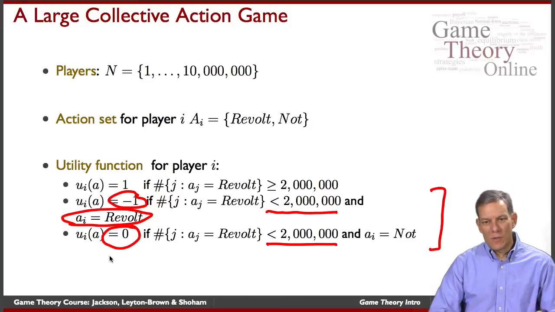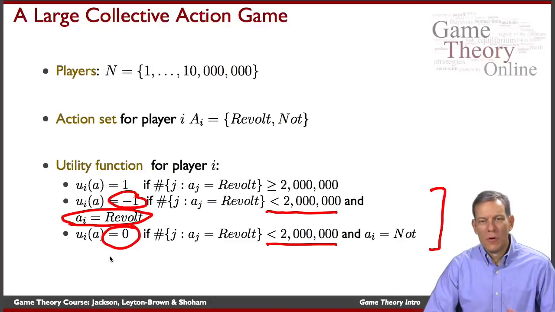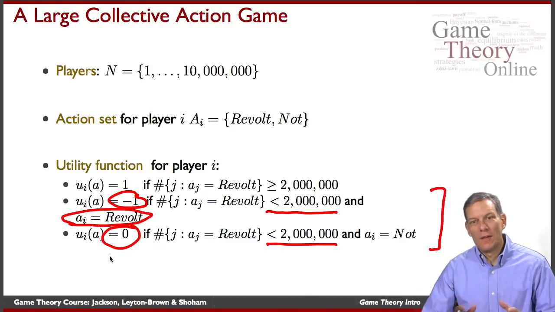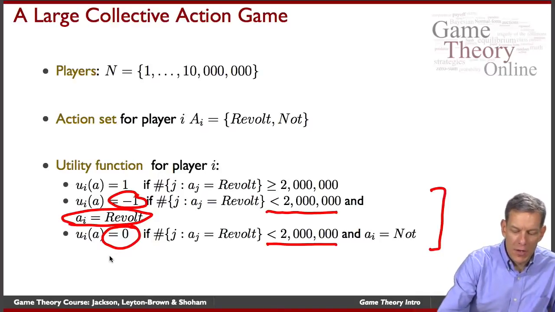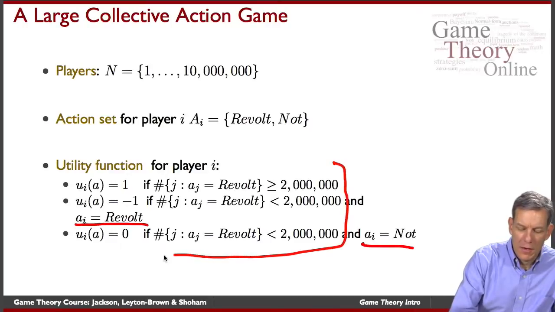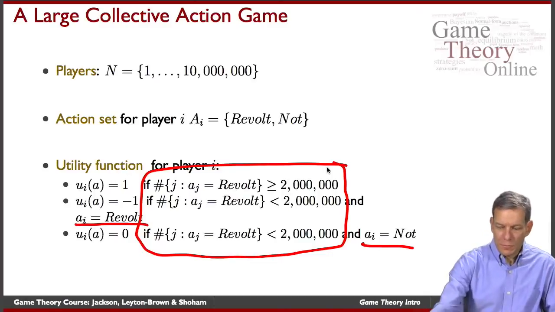Now, obviously, this is very stylized, but what it does capture is that players have to strategically analyze and predict what other players are going to do, and their payoffs depend not only on what they're doing. So here we have a situation where player i's payoff depends on whether they revolt or not, but it also depends on what other players are doing, and it can depend in fairly complicated ways on what all the players in the game are doing.